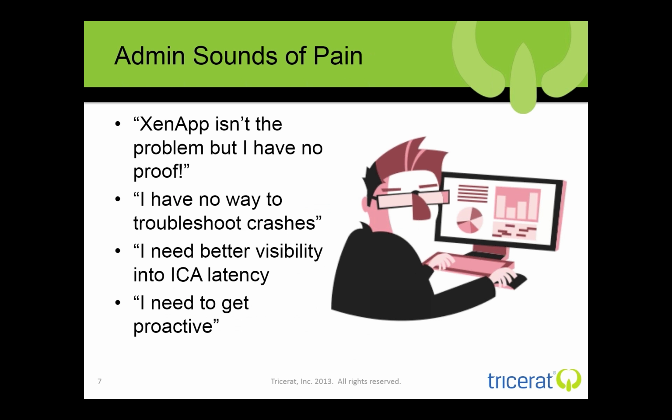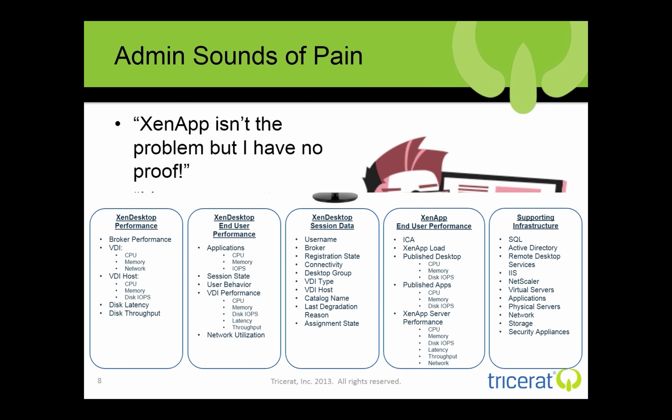Now, they're calling into the help desk, and the admins that we talked to as well, which we can go on the next slide, the sysadmins are telling us that they feel like they're part of the XenApp defense team. And we hear things like, XenApp isn't the problem, but I have no proof. I have no way of troubleshooting these crashes. I need a better visibility into ICA latency, and I need to get proactive. So that's what we're hearing. So let's get into a little bit more of how we can help these situations.